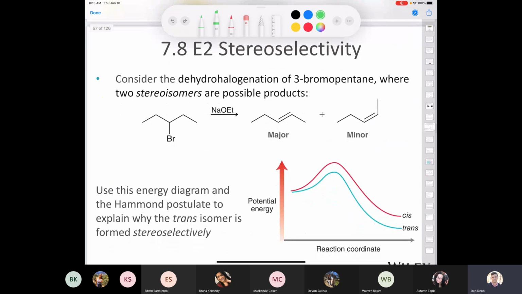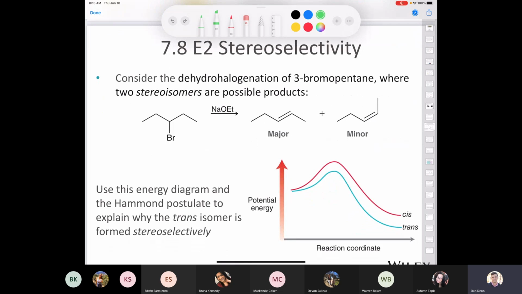Well, let's look at something new today in terms of stereoselectivity, right? If I had these two isomers of 2-pentene, you can see that these are stereoisomers, aren't they? Right? They're constitutional isomers, but they have a different arrangement of atoms in space, and so they are stereoisomers.